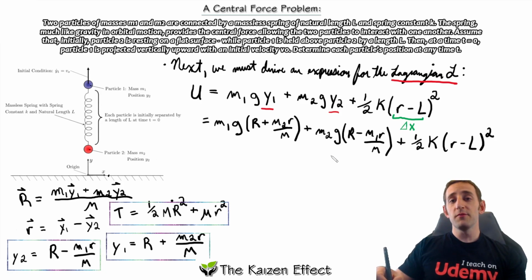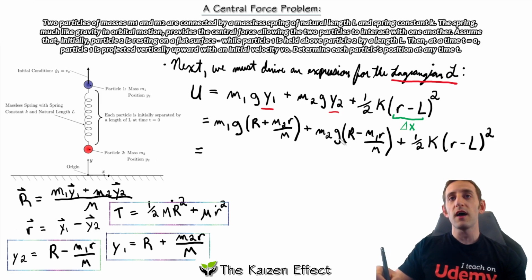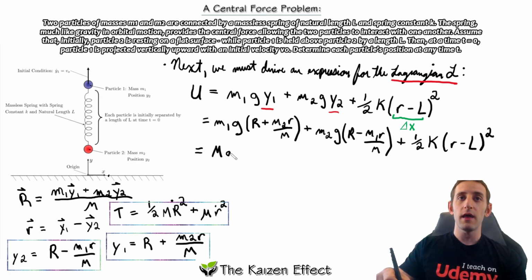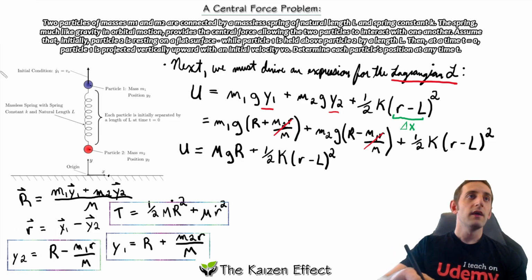Okay, so we got a lot of terms here, and we need to try to group them. We have M1 g big R and M2 g big R, so we group these guys and get M1 plus M2 times g big R. We know that M1 plus M2 is our big M, so this is our center of mass term, M g big R. Then we want to see what we can do with the other guys. They're pretty similar: we get M1 M2 g r over M, and minus M1 M2 g r over big M. So fortunately, these cancel out with each other, which makes our life super simple. We just get this term here, plus 1/2 k times little r minus L squared. And that is our potential energy.